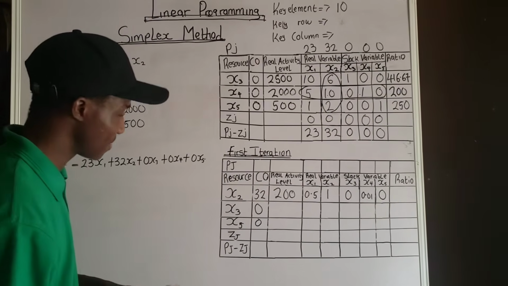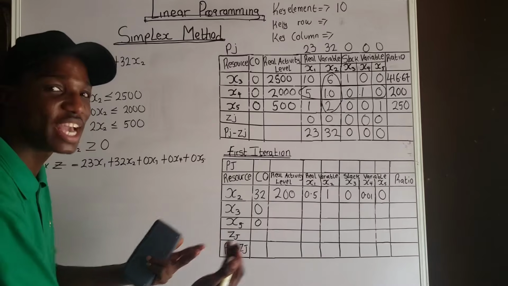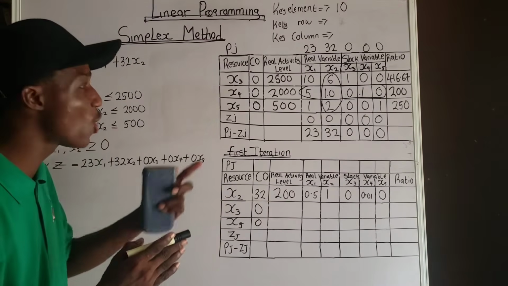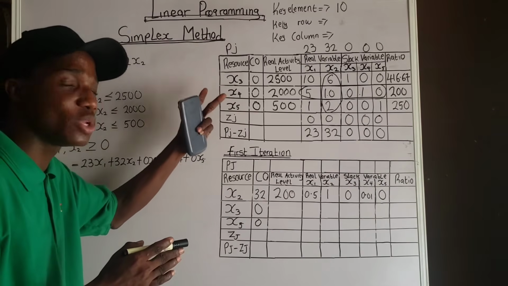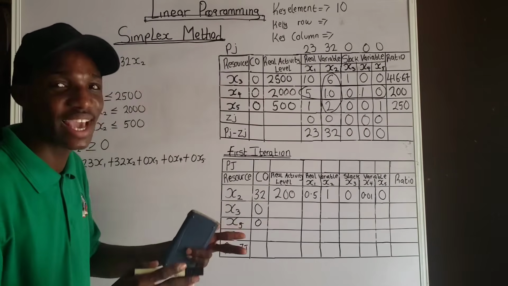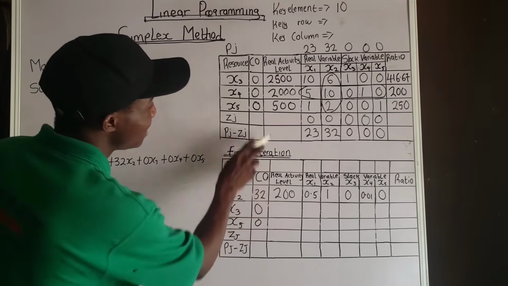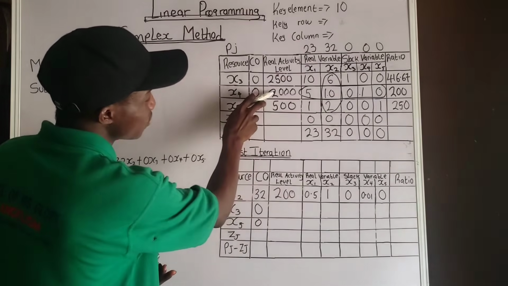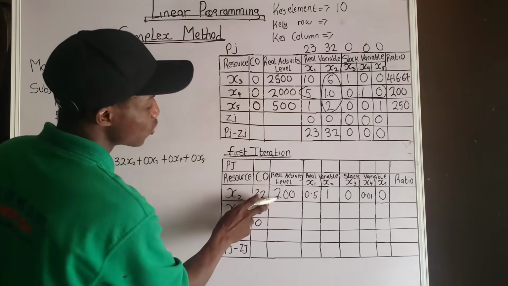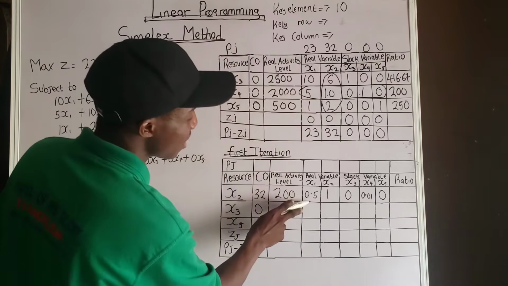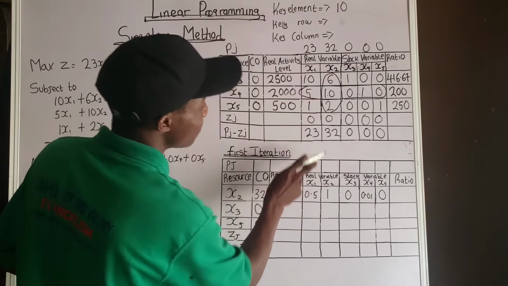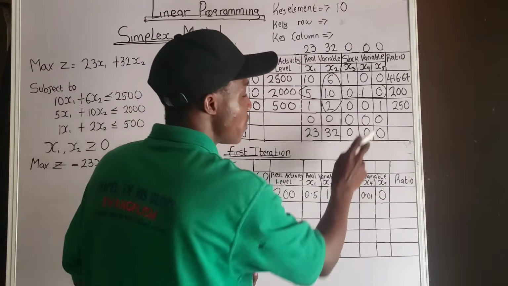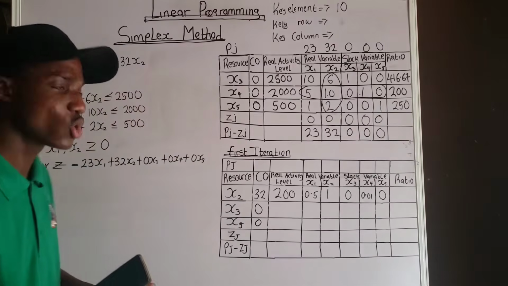This is what I did. To get the new value of the entry variable, variable x2, I'm going to divide the key row from my initial simplex tableau by the key element. So to get the value of these cells, I divide 2000 by the key element, that is 10. So 2000 divided by 10 is 200. 5 divided by 10 is 0.5. 10 divided by 10 is 1. 0 divided by 10 is 0. 1 divided by 10 is 0.01. And 0 divided by 10 is 0. You understand? So let us proceed.